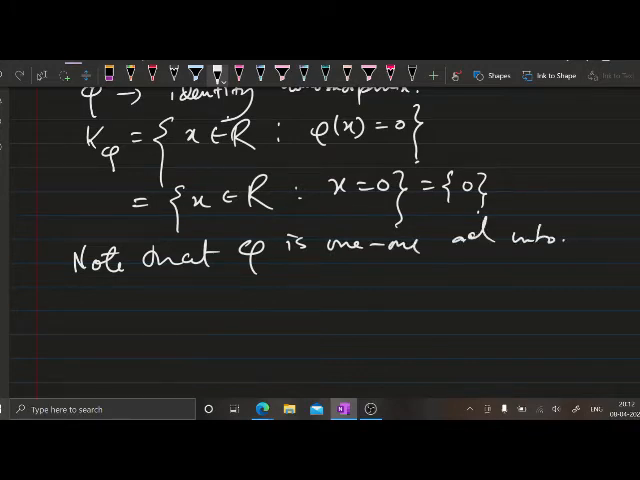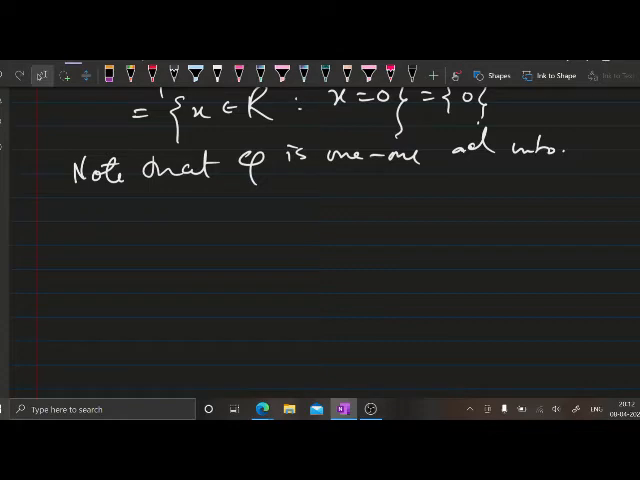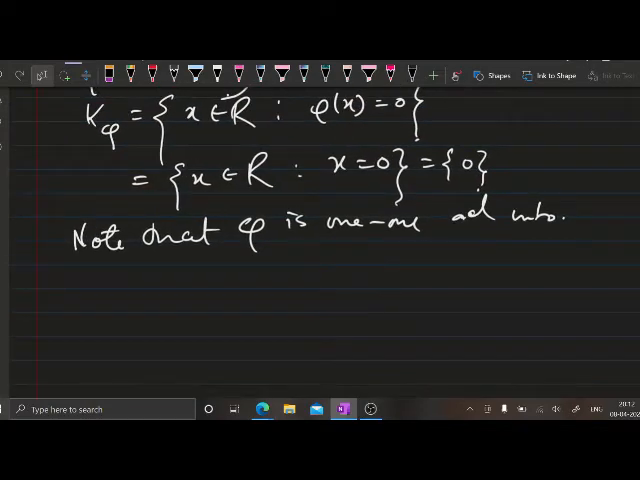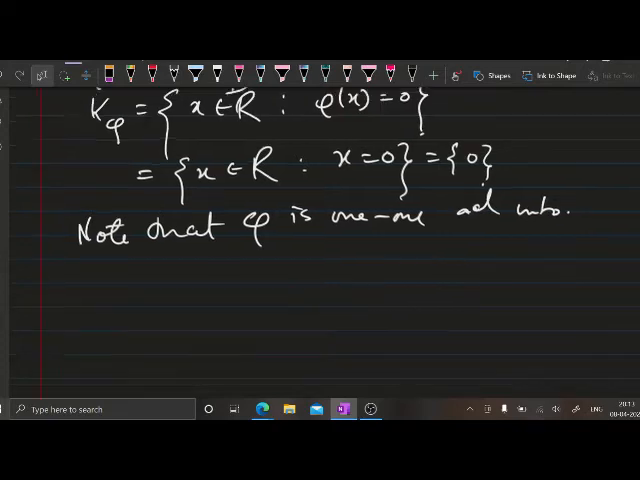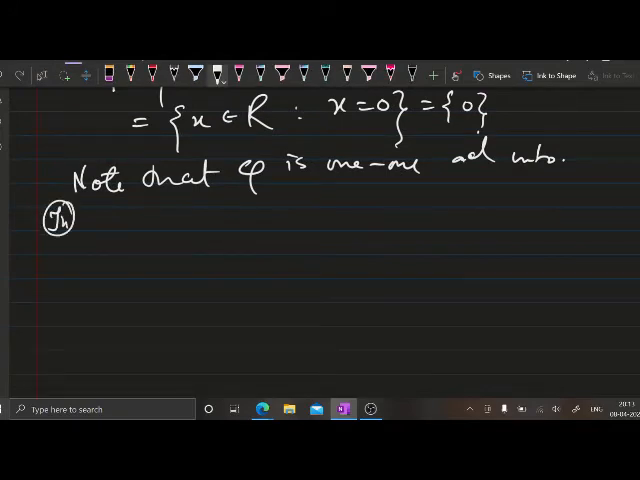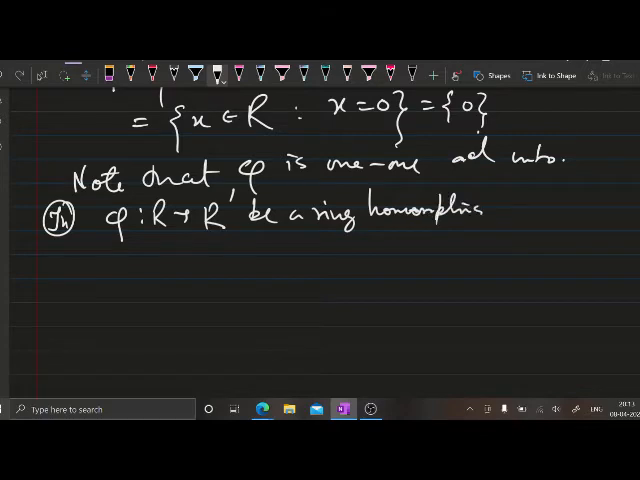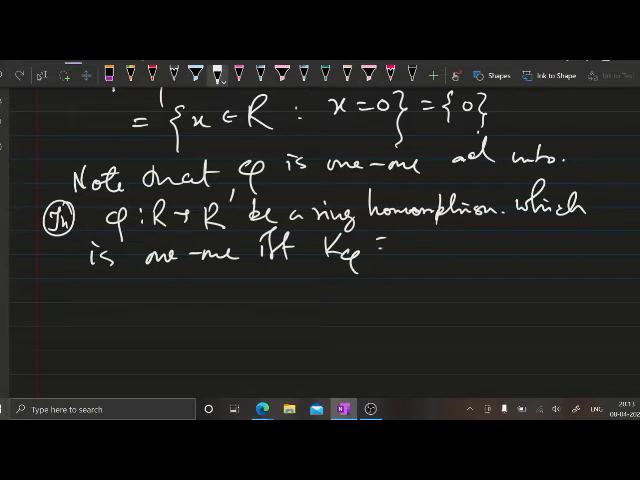In an analogous way, in group theory, we have already proved that a group homomorphism phi is 1-1 if and only if its kernel is a singleton. In a similar way, you can prove, taking this as a theorem, that phi from R to R dashed, a ring homomorphism, is 1-1 if and only if its kernel is going to be a singleton.